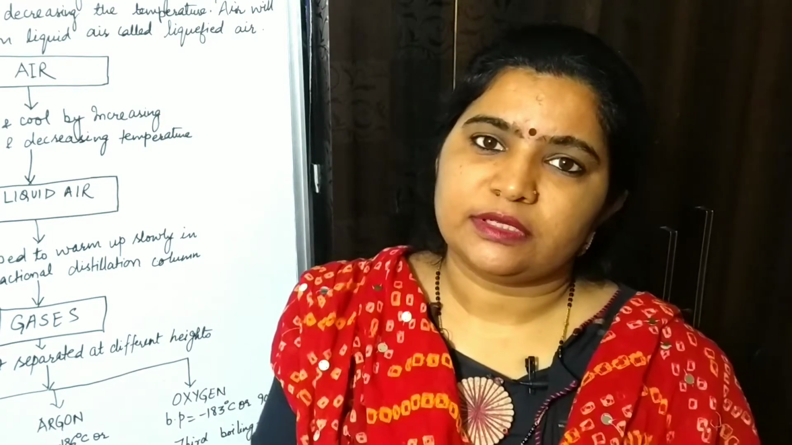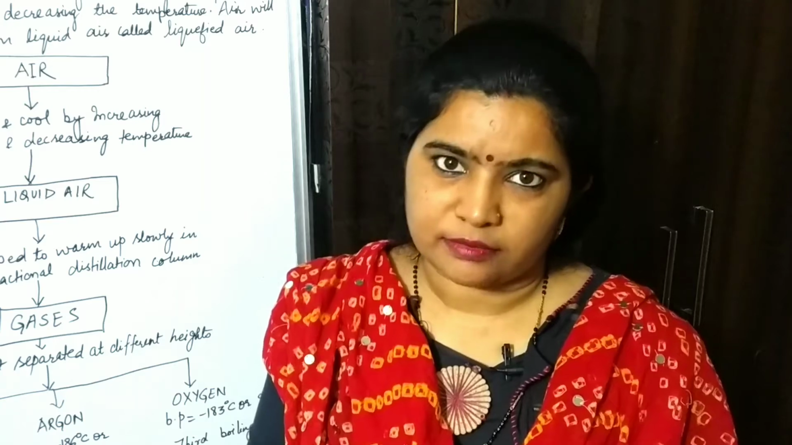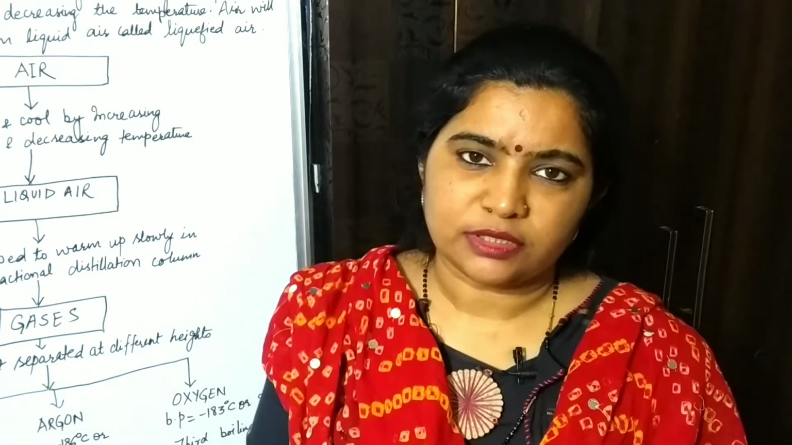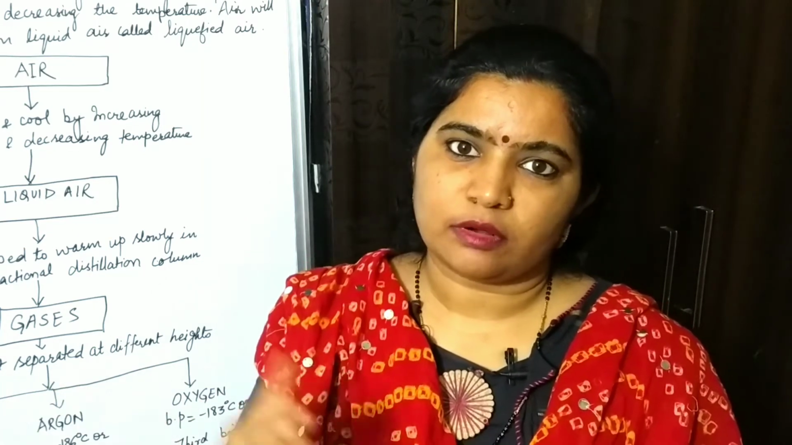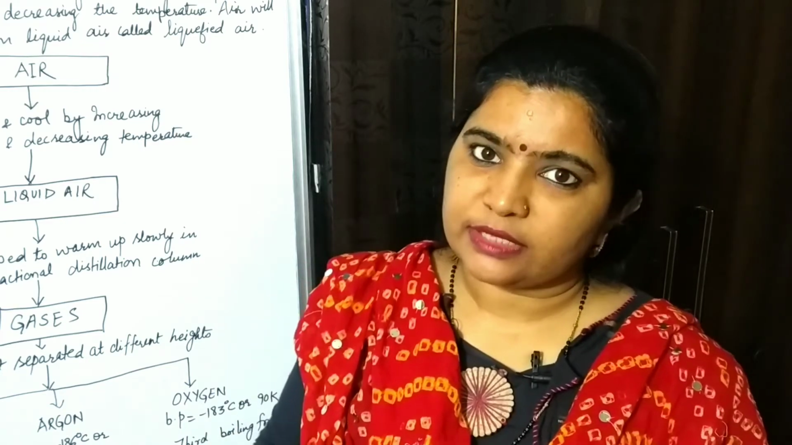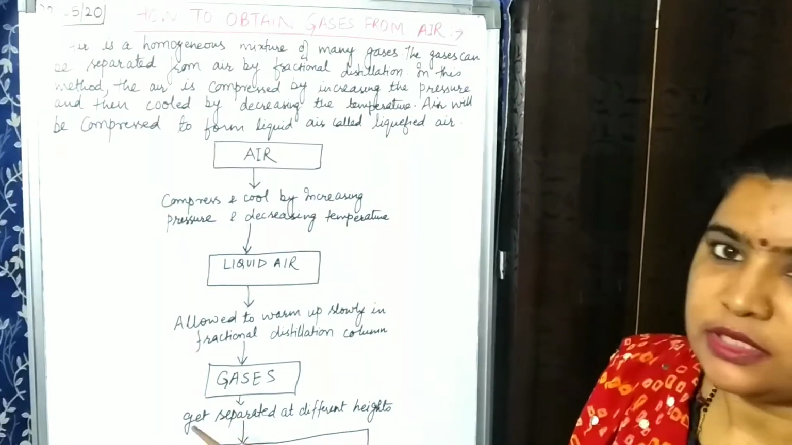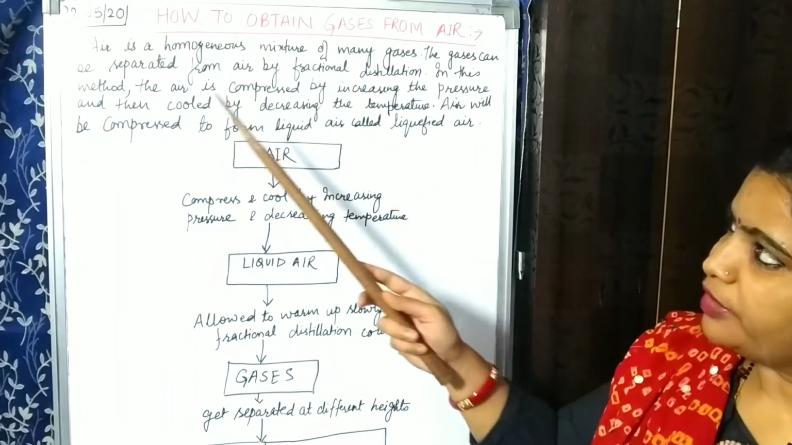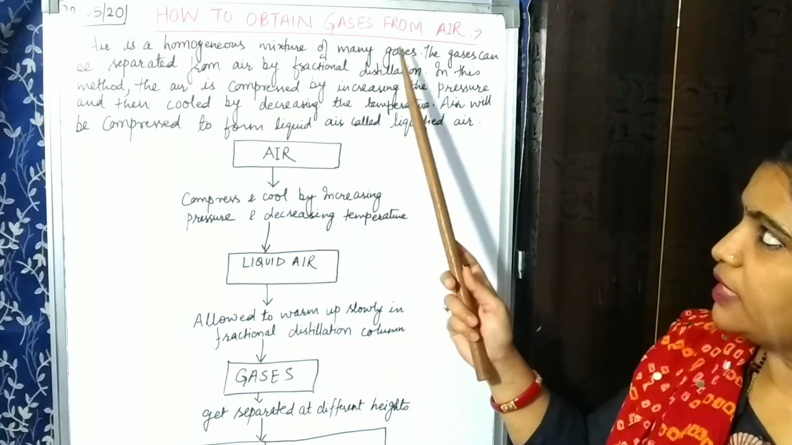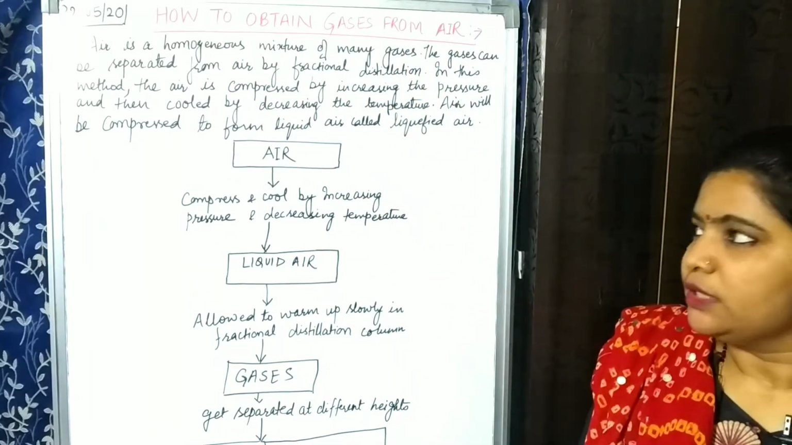For example, air is a homogeneous mixture. Now how can we separate the components of air? So today, through this flow chart that you can see here, which I have drawn, you can also understand and make it in your notebooks. My topic is how to obtain gases from air.